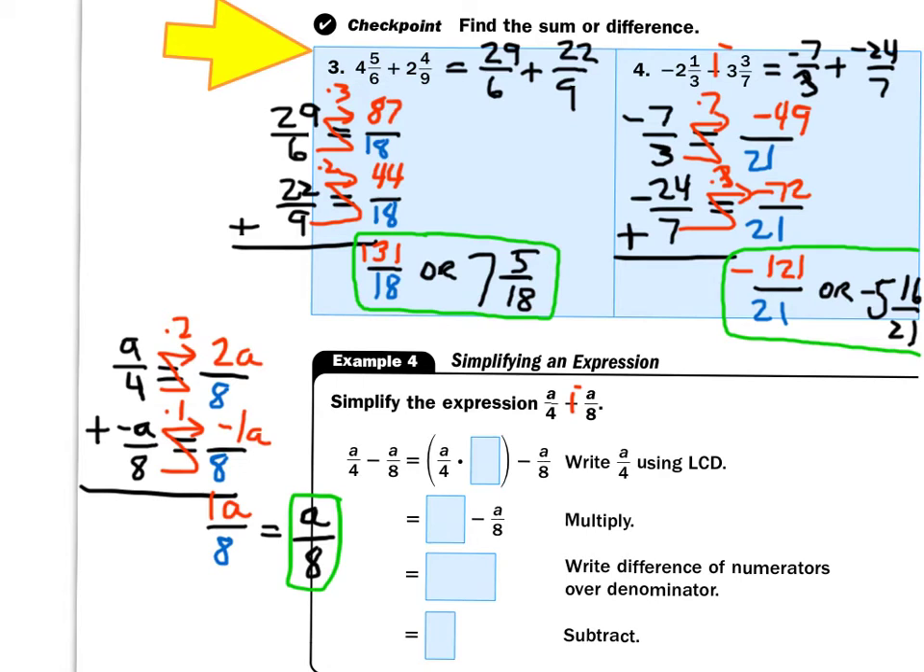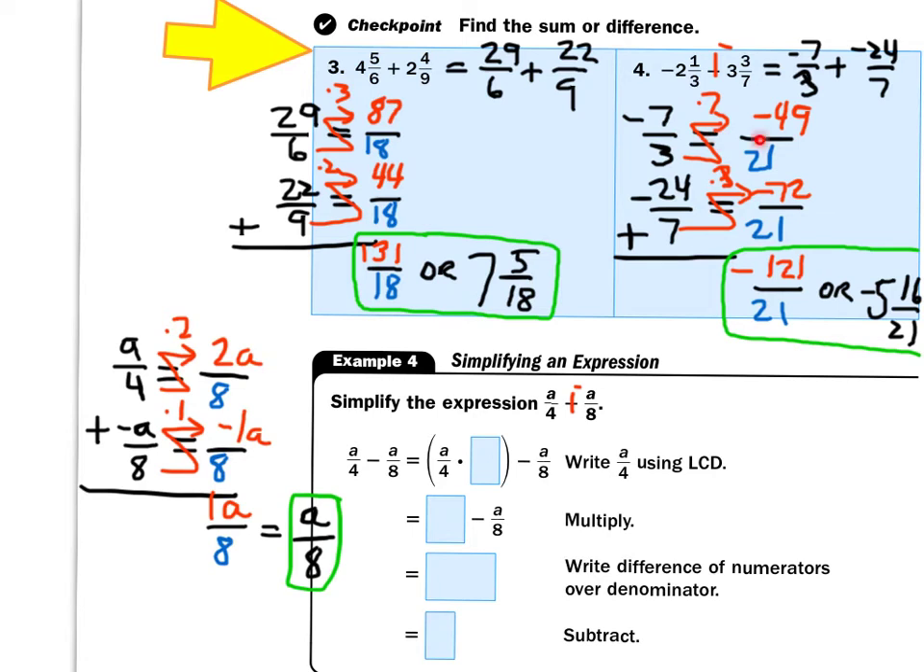Take a look at number 4. I have negative 2 and 1/3 minus 3 and 3/7. The first thing I did with my red is I added a line and changed the sign. And then I made both the mixed numbers improper. So negative 2 and 1/3 was negative 7 over 3 plus negative 24 over 7, and the denominators did not match, so I used towers. Negative 7 over 3 plus negative 24 over 7.